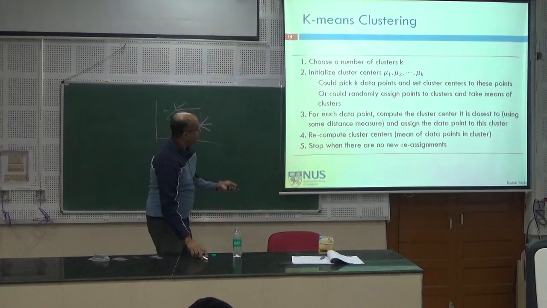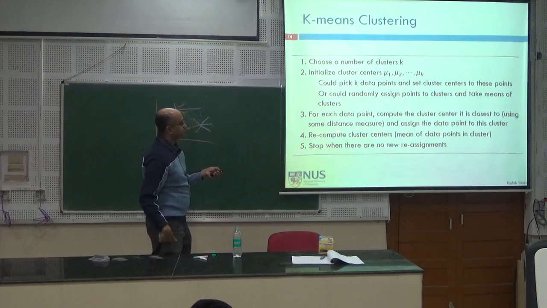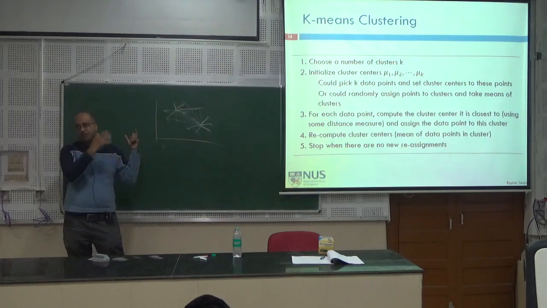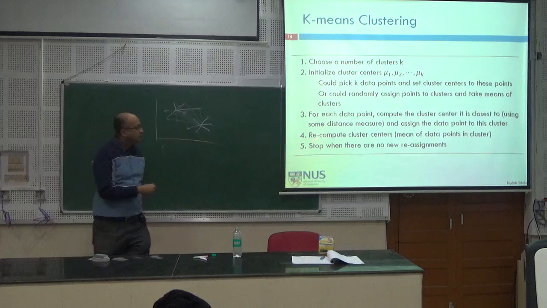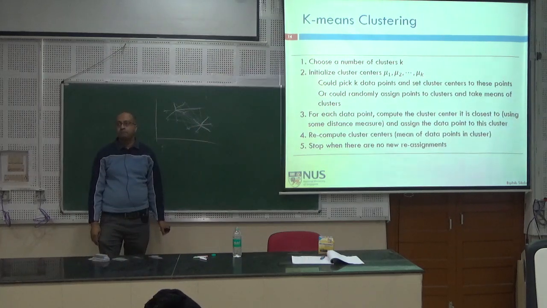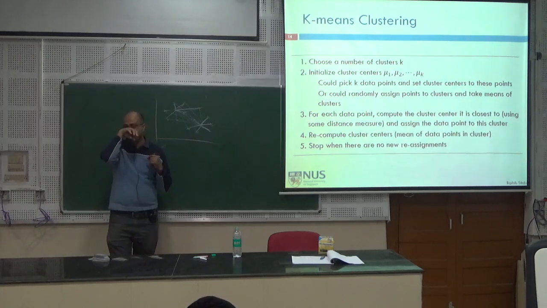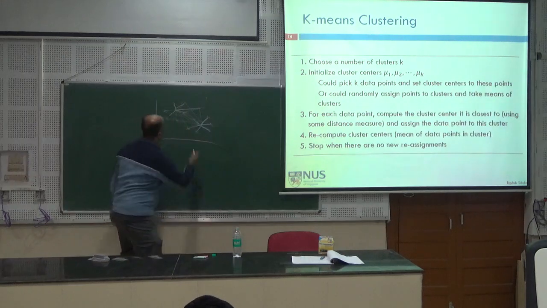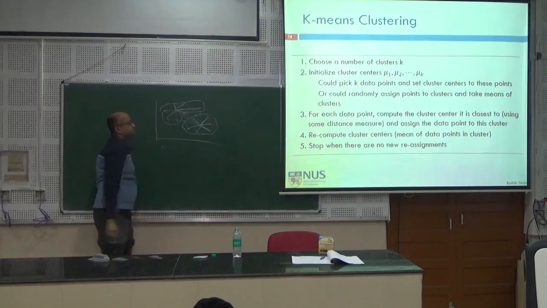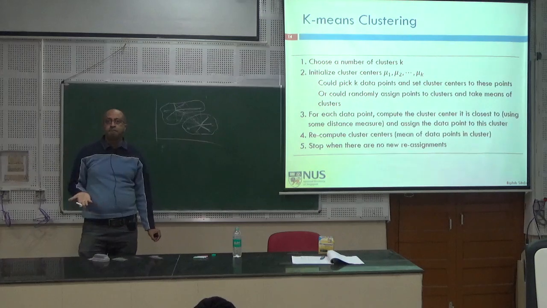So for each of the data points, I compute the cluster center that is closest to it using some distance measure, in this case Euclidean distance. My life is easy. And then I have the clusters now. I have assigned every point to its closest cluster center, and maybe this is what the clusters have become. This is iteration 1.